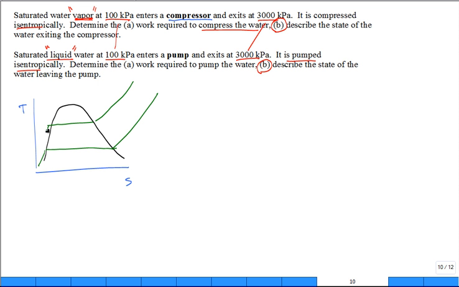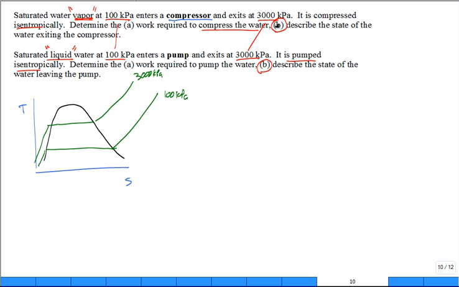True? And this pressure is 3,000 kPa. This pressure is 100 kPa, right? Okay. So the first case, the compressor, what does it take in? Saturated vapor at 100 kPa. Where is it on this TS diagram? I'm going to pause and make sure you can get that. You put the inlet to the compressor on this TS diagram, and you put the inlet to the pump on this TS diagram. And if you do that, I think you got it down. You got this problem nailed.